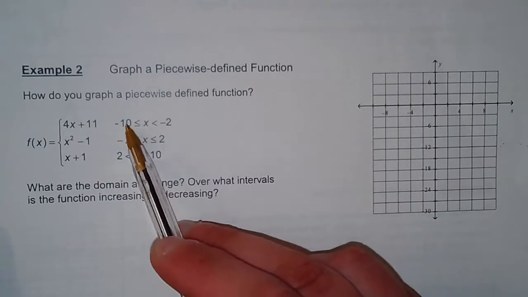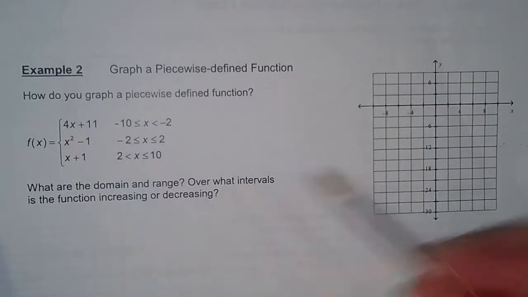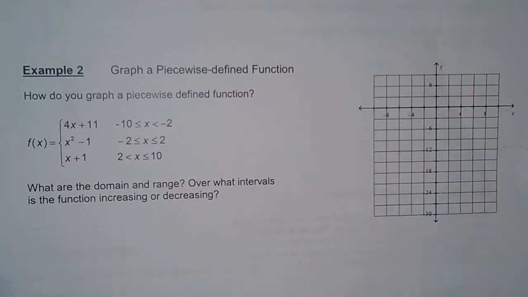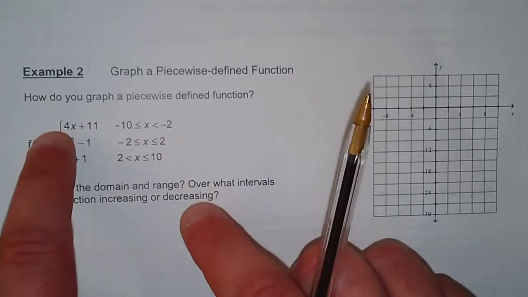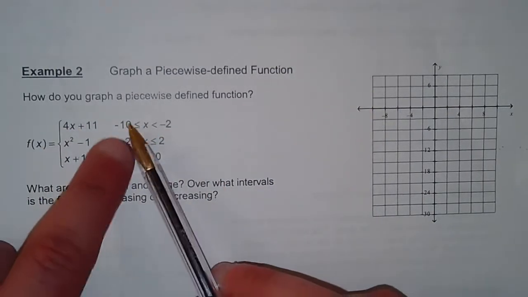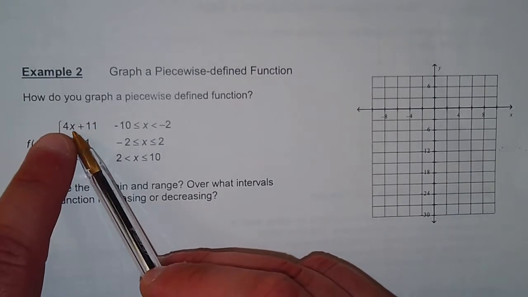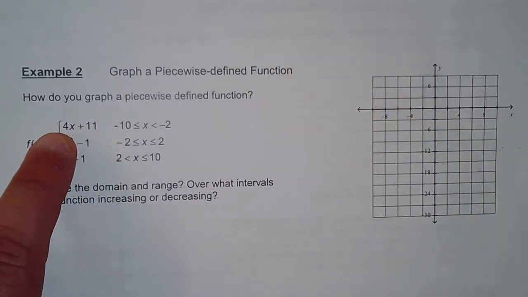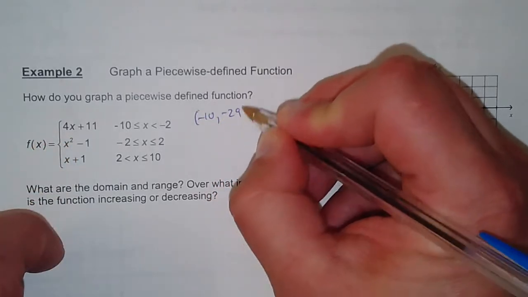Now I'm only going to graph it from -10 to -2. So somewhere there's going to be a straight line. We know it has a positive slope, so it's going to be something like this. So I just substitute these 2 numbers right in to figure out what they're going to be. If I take a -10 and substitute it in here, that'd be -40 plus 11, which is -29. So I basically know I have the coordinate -10, -29.